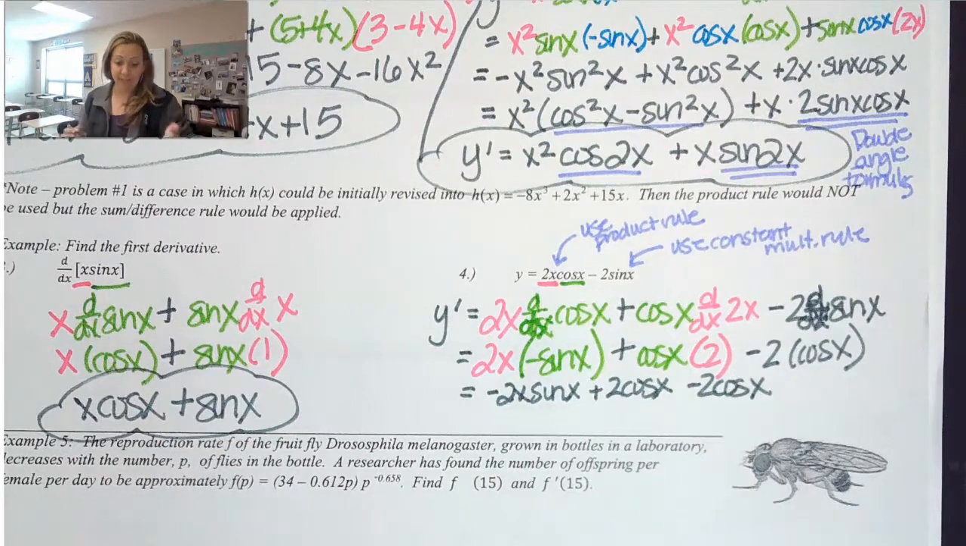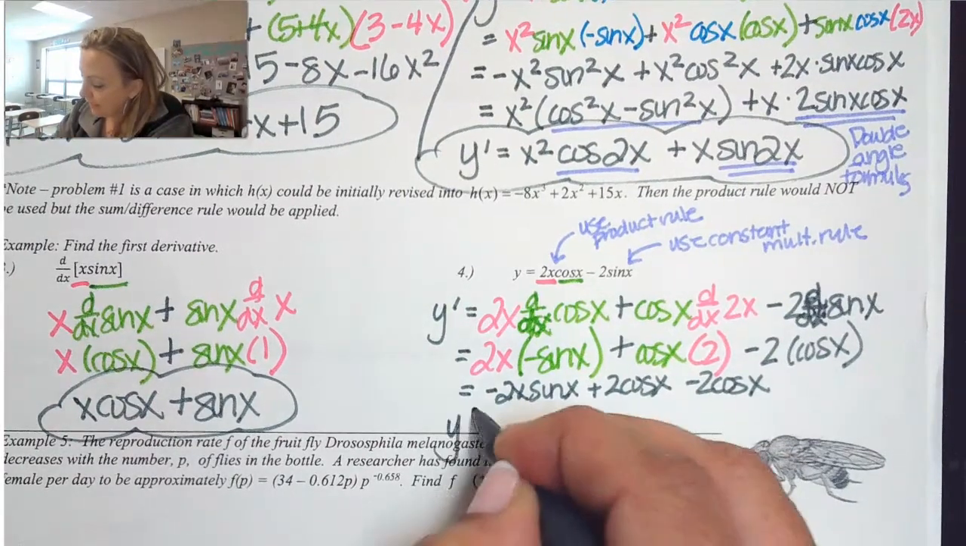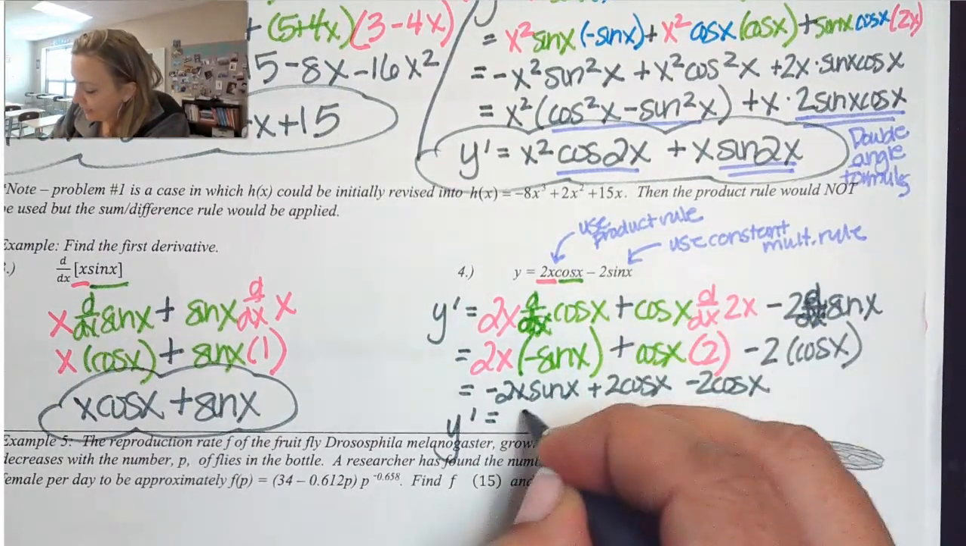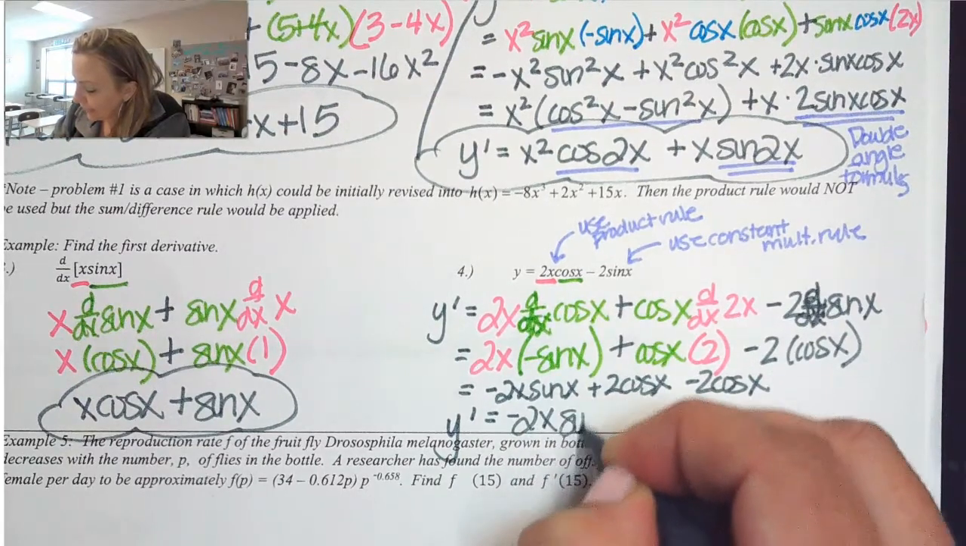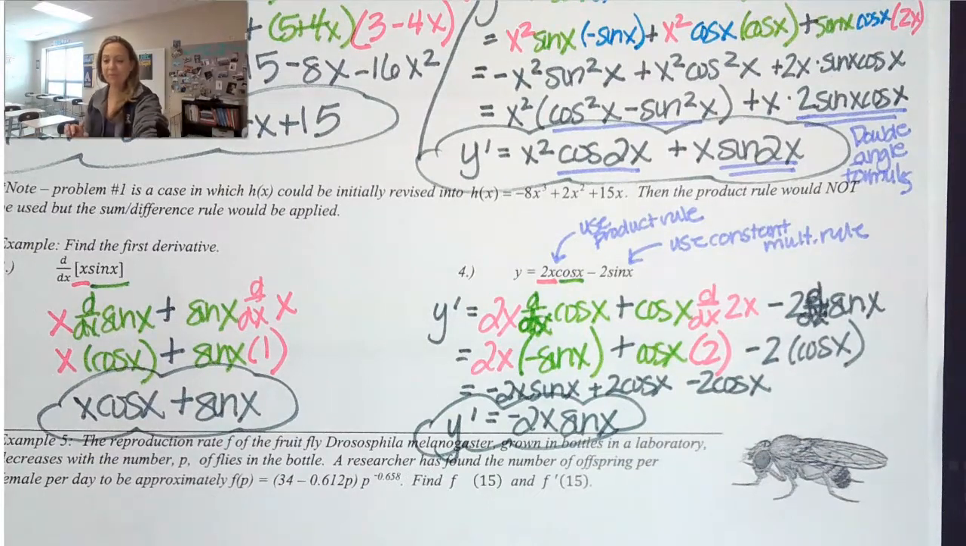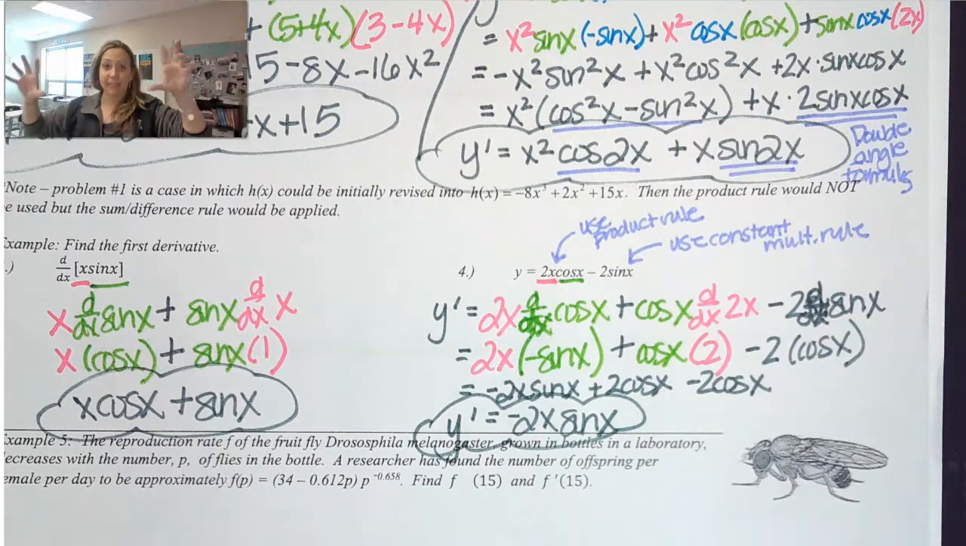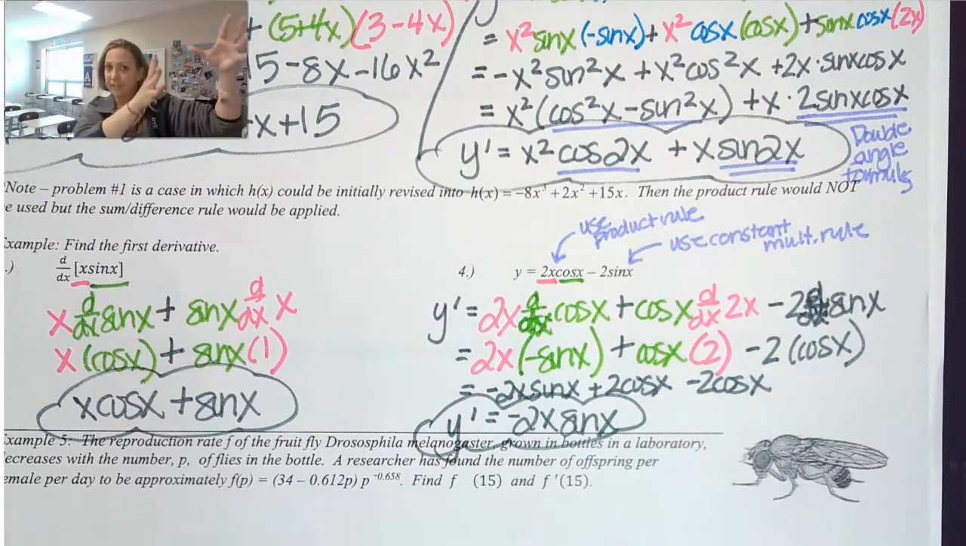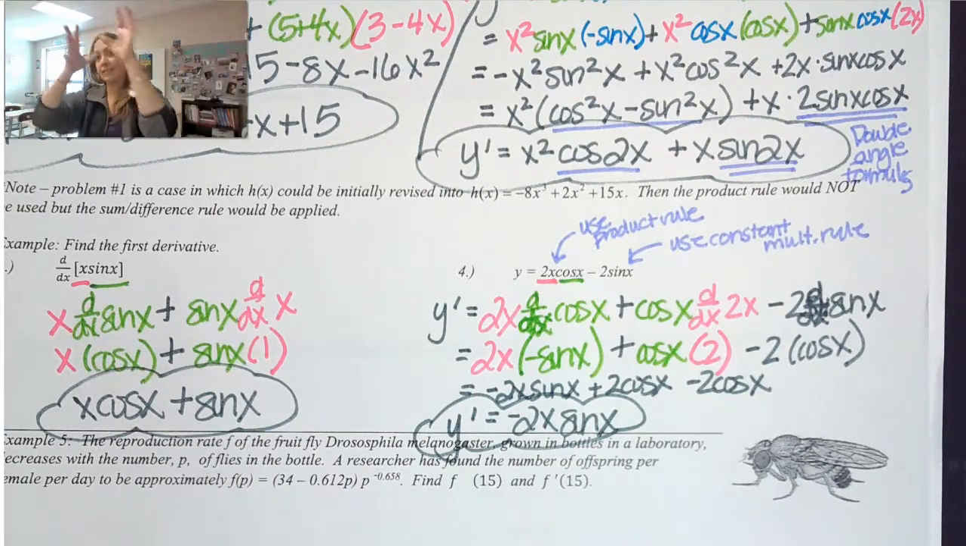And we can see that we can combine our like terms, and we end up getting negative 2x times the sine of x, and that would be my derivative. Okay? So again, if you guys know your rules, this isn't too bad. It's just important for us to remember that we can't just take a derivative and multiply. We want to use each piece. We want to use the first function and then the second function's derivative, and then we want to use the second function and the first function's derivative. All right?